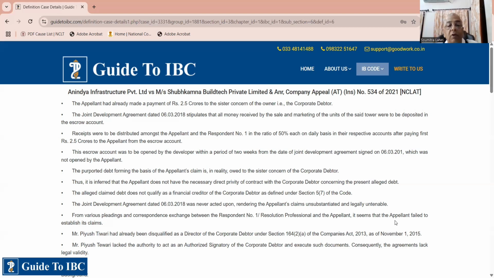From various pleadings and correspondences exchanged between respondent 1 and the resolution professional, it seems that the appellant failed to establish its claim. Obviously, because if you have given money to a sister concern, then you will not be able to prove any privity of contract. The borrower-lender relationship will not be established, so automatically the claim will not substantiate.